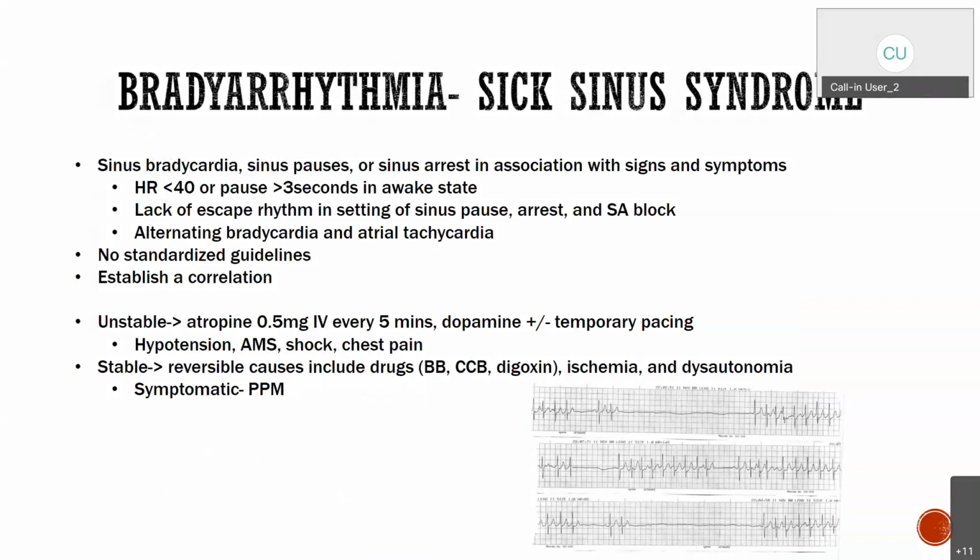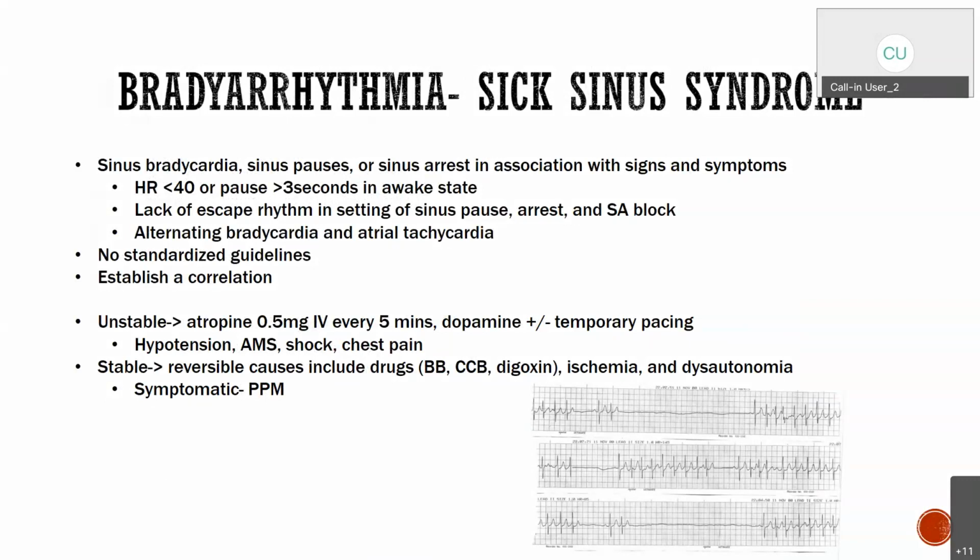So bradyarrhythmias, you guys probably remember from the ACLS class that you recently took, as far as what to do with someone that's unstable versus stable in a bradycardic rhythm. If they are unstable, that's a class 1 indication for pacemaking, putting them on a temporary pacer, and using atropine as a bridge. If they're stable though, then you can try to find out what the etiology is for that bradycardia.